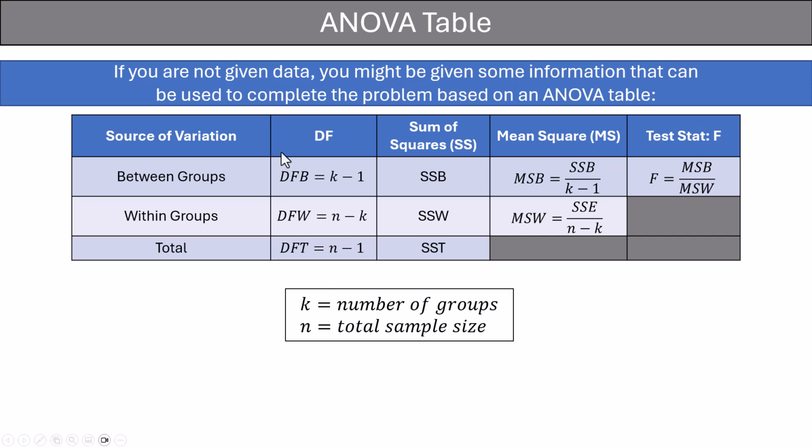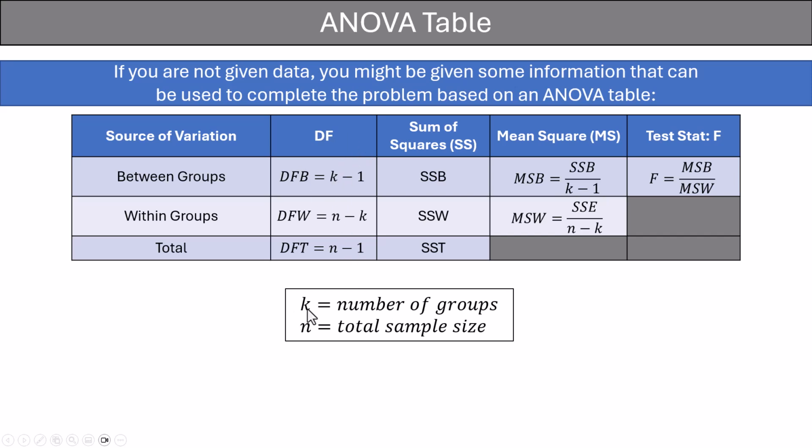So there are actually 3 different degrees of freedom. It's really the top 2 that are going to be important. We call them the degrees of freedom between, DFB, the degrees of freedom within, DFW, and degrees of freedom total, which is DFT. And the way that you can find those are with these little formulas here.